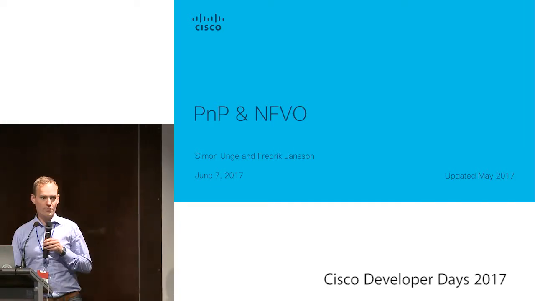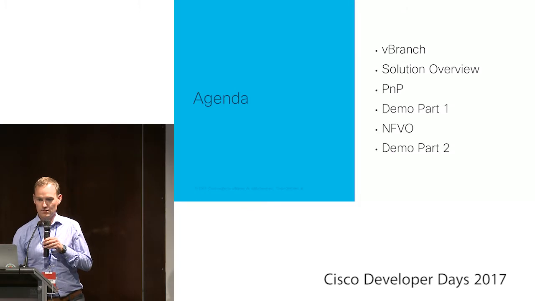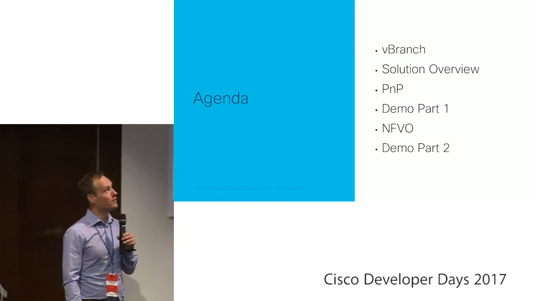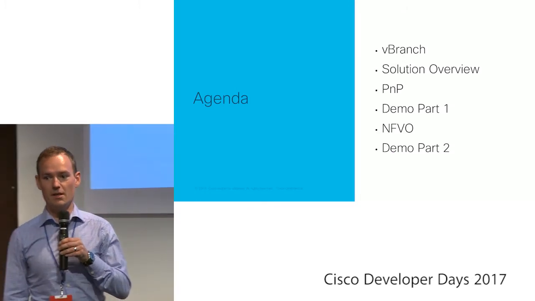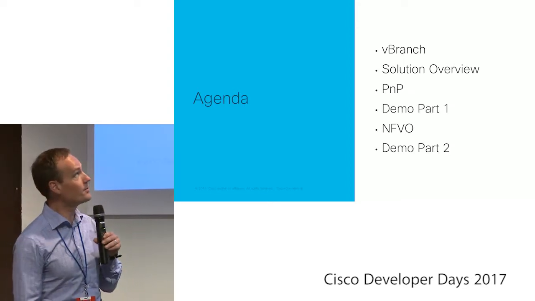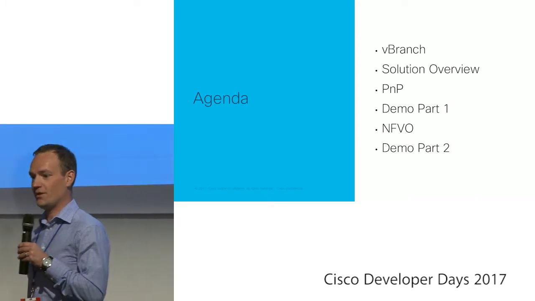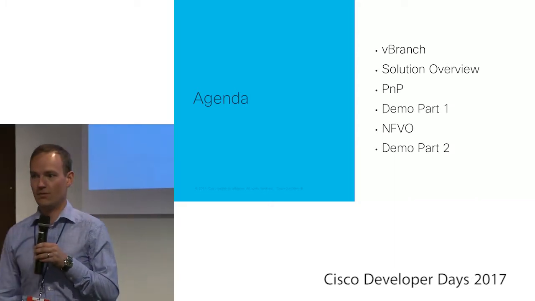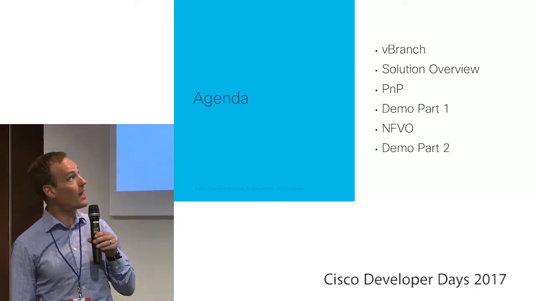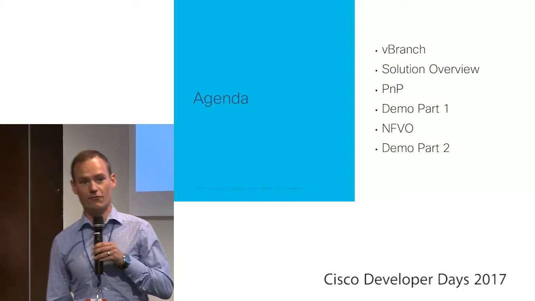So we thought that we'd talk about this. John asked us to talk about PMP and NFVO, and it turns out we have this beautiful product called VBranch that actually marries these two, that uses both PMP and the NFVO stuff. So we're going to use that as the driver for this speech.